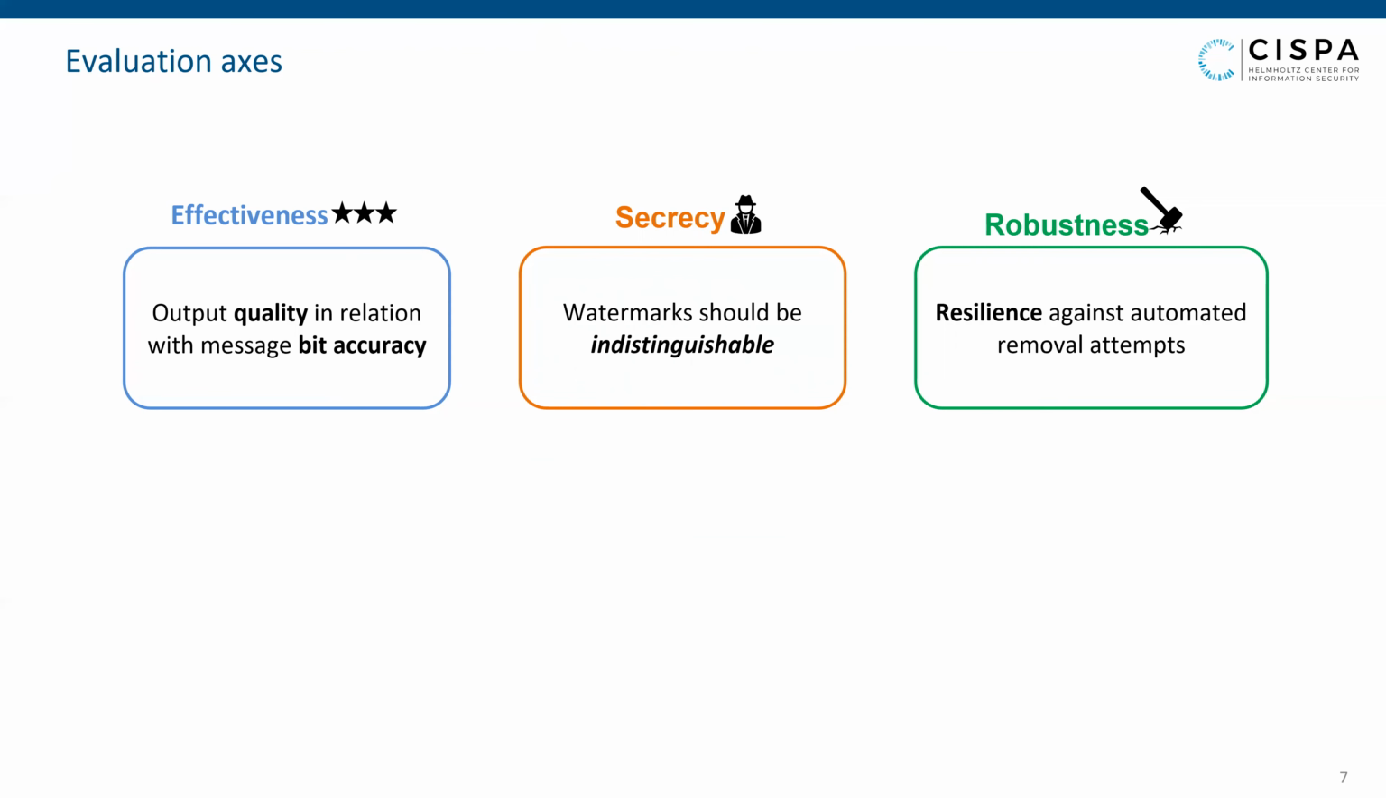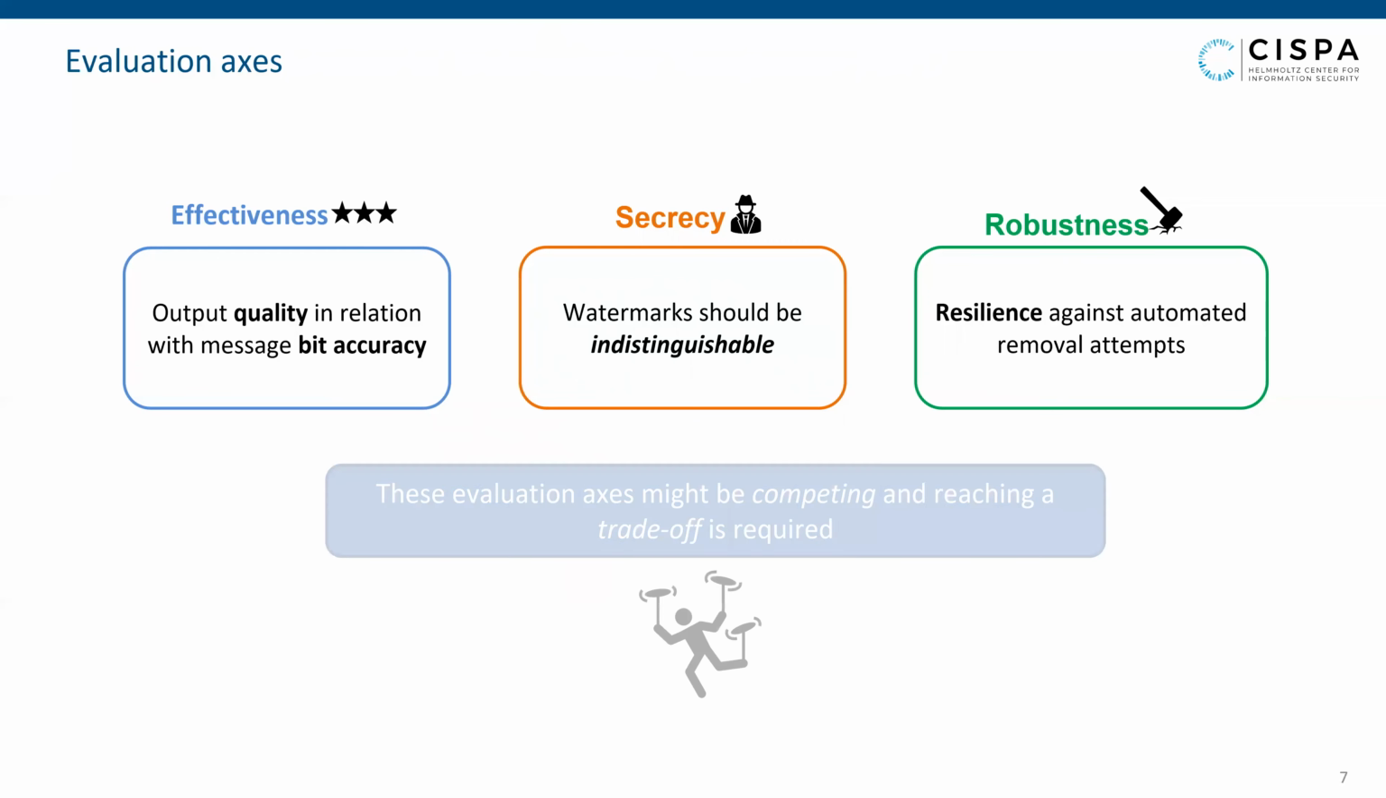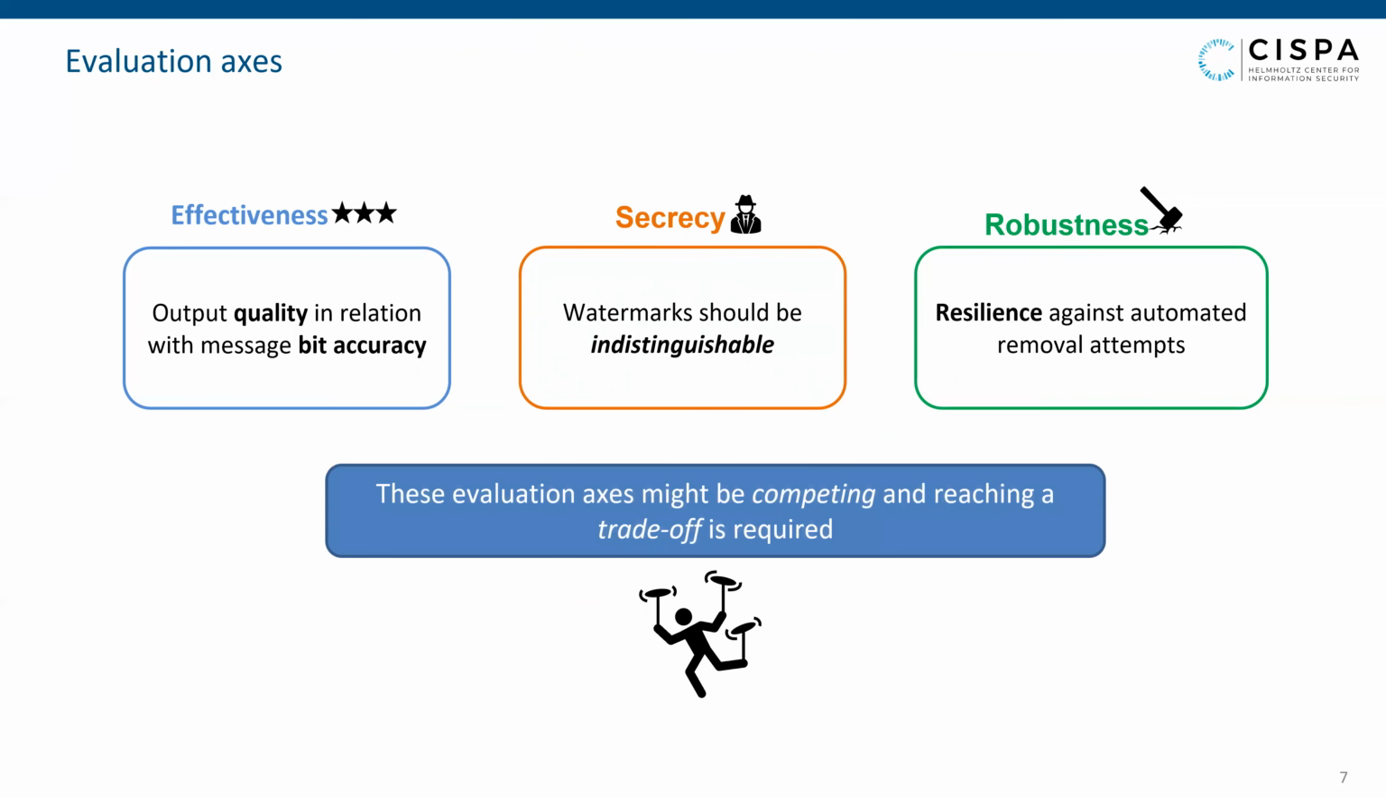The last one is robustness. This means that the watermark should be highly resilient against removal attempts. These axes could be competing, and the watermarking scheme should achieve a good trade-off between them, which we empirically show in our paper.